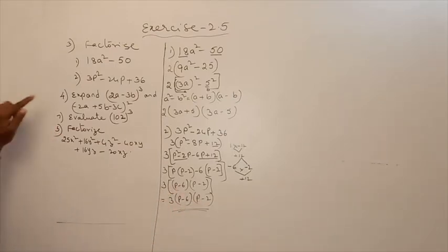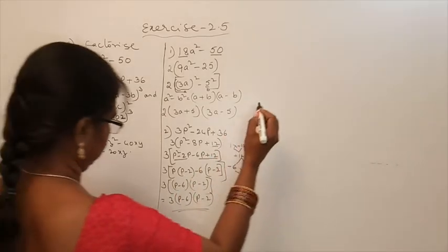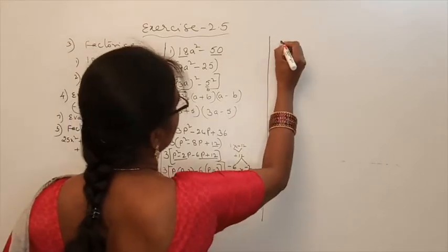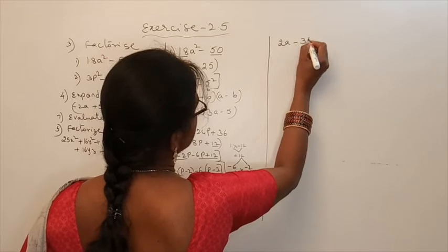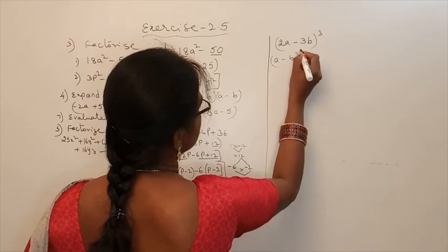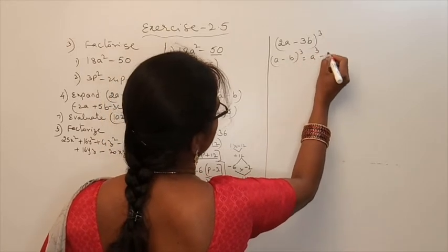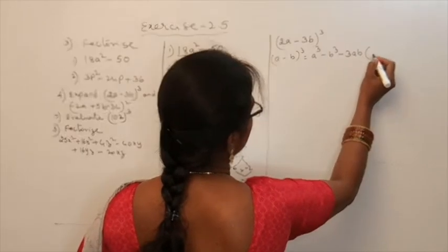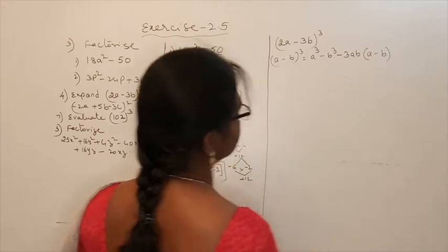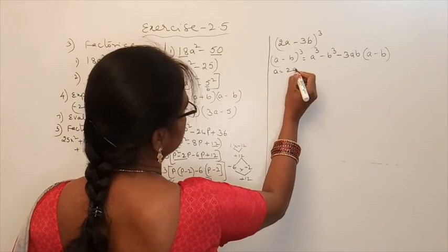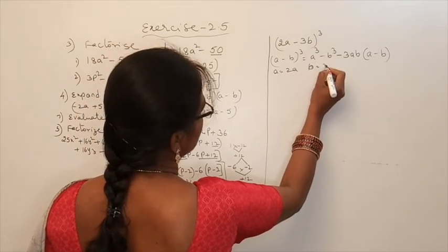Third one. Expand. Expand means as per the identity we have to write. 2a minus 3b whole cube. Now what is the identity? a minus b whole cube is equal to a cube minus b cube minus 3ab into a minus b. Now what is a here? a is equal to 2a, b is equal to 3b.